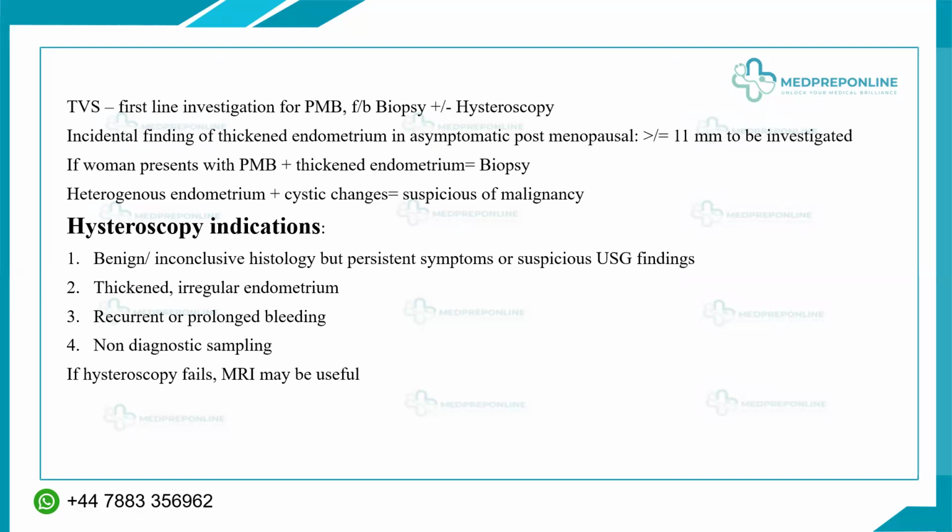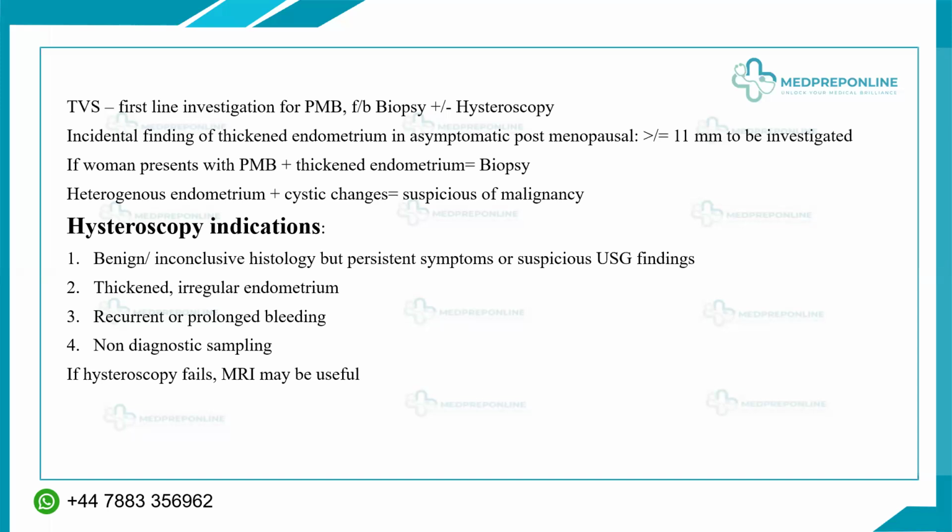Now, if you have a postmenopausal woman who is completely asymptomatic and you've done an ultrasonography for any other reason, say for a genitourinary or a gastrointestinal cause, and you get an incidental finding of a very thick endometrium, if it happens to be more than or equal to 11 millimeters, even if the patient is asymptomatic, you have to investigate further, right? Now, always remember, if the patient is coming with postmenopausal bleeding, and on doing a transvaginal sonography you are finding a thickened endometrium, then please go further ahead with the biopsy.